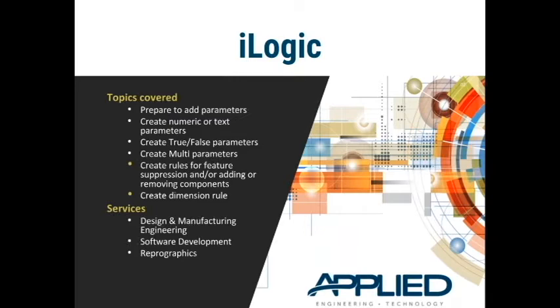So some of the different types of parameters you can have in your iLogic files are Boolean operations. Boolean operations are true and false parameters. You can create multi-value parameters, and rules for the suppression of either features or components. And then if you have various dimensions that you want to update on the fly while you're changing your user form, you can certainly do that.